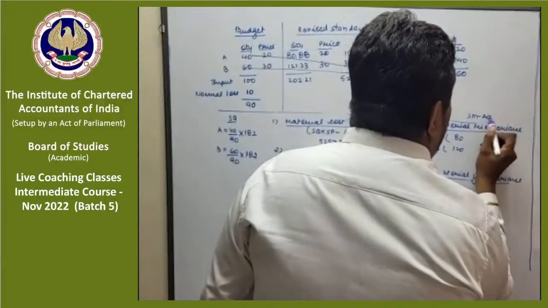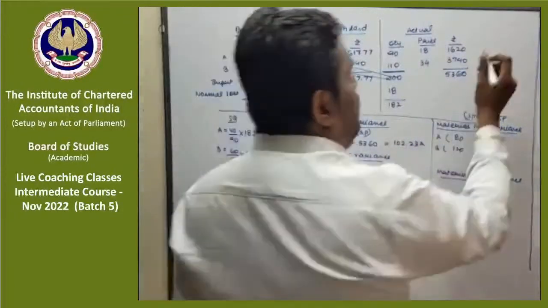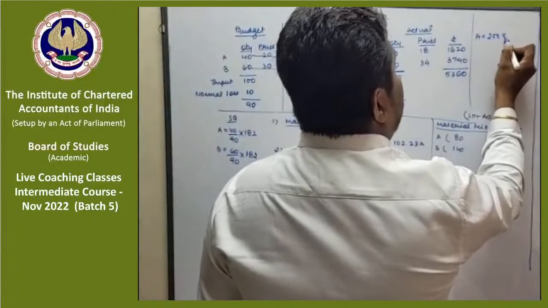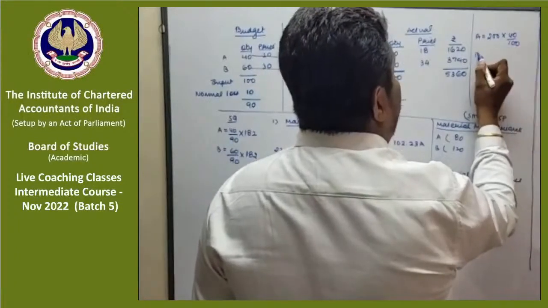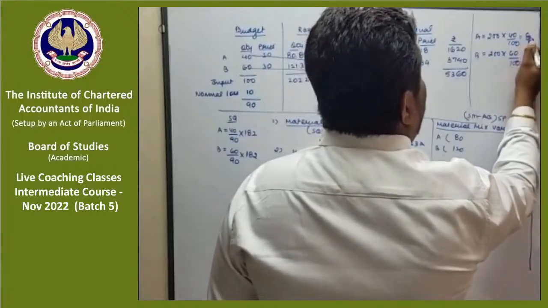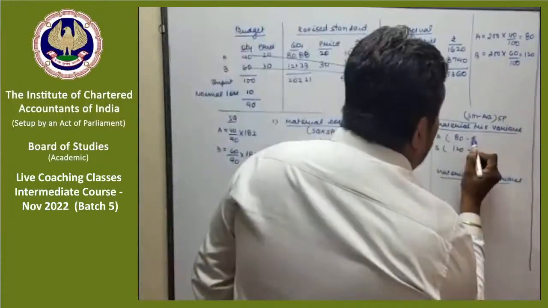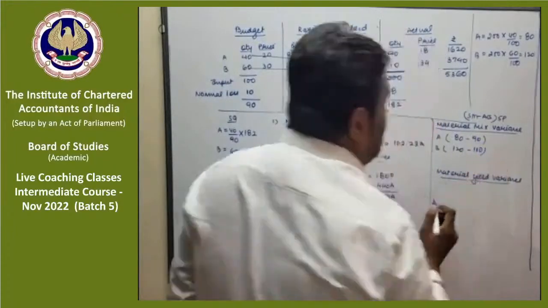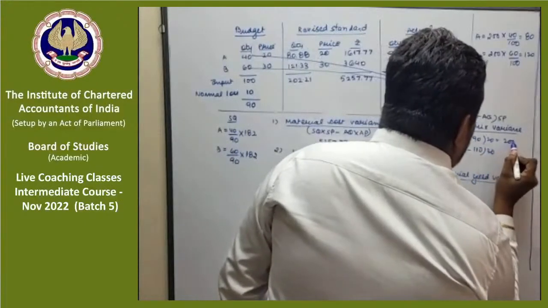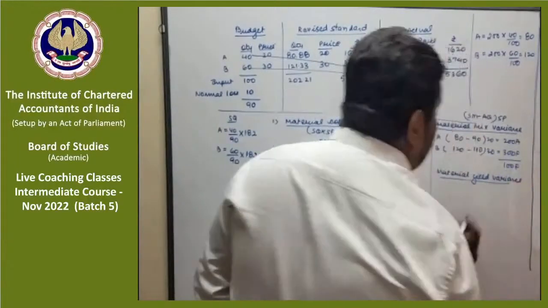Standard mix minus actual quantity into standard price. So this is 80 and 120. For A, 200 should be in the ratio of 40:60, that is 40 by 100 and 60 by 100. So this will be 80, this will be 120, and the actual ratio was 90:110, into 20 and 30. So this will be 200 adverse, 300 favorable. So this will be 100 favorable.